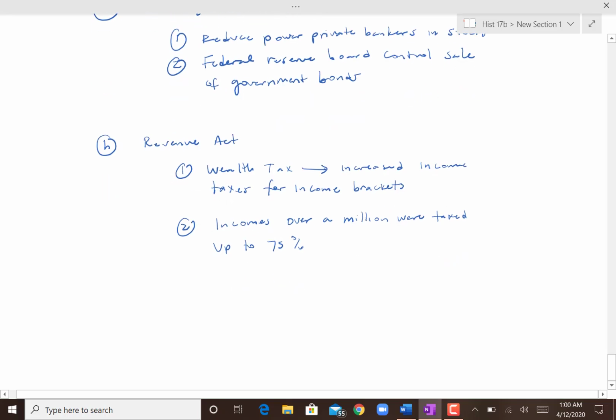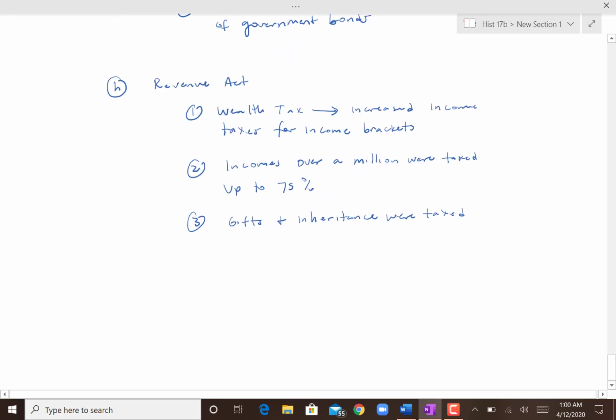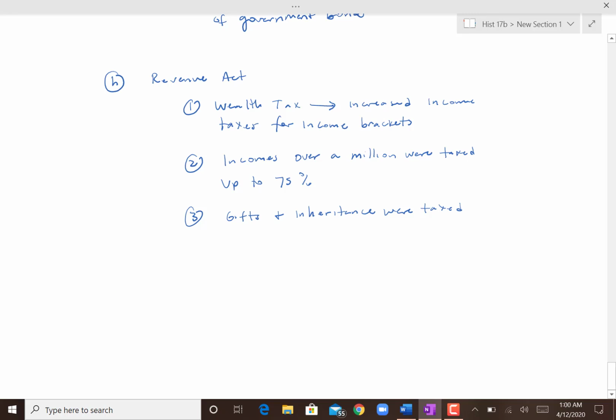And inheritance and gifts, which again, there was a certain amount for it. Gifts and inheritances were all taxed, but the more that you got, the higher the tax, which we still have inheritance and gifts taxes today.